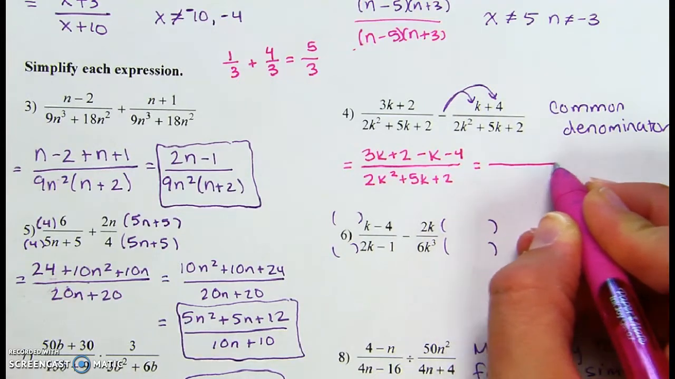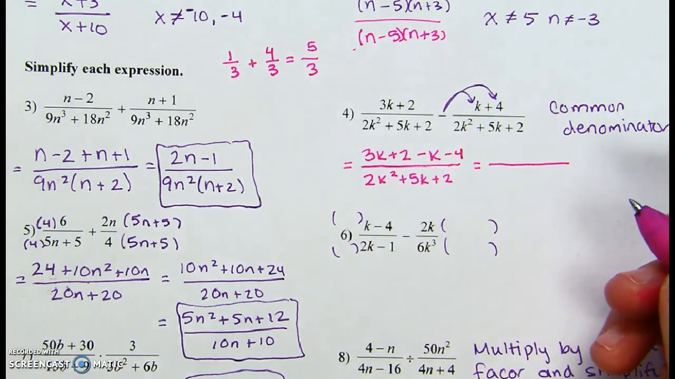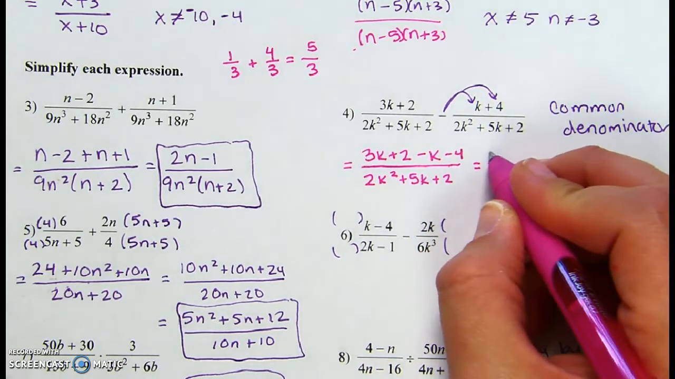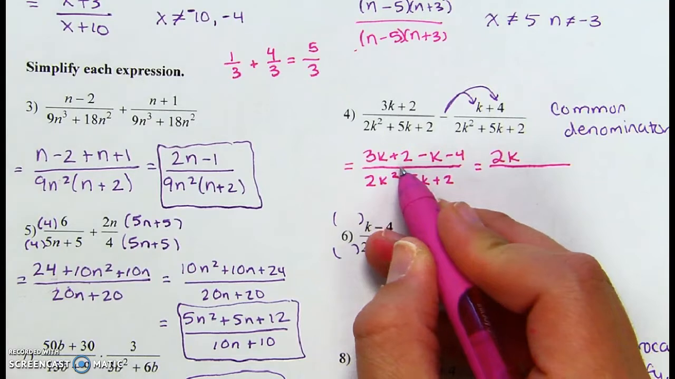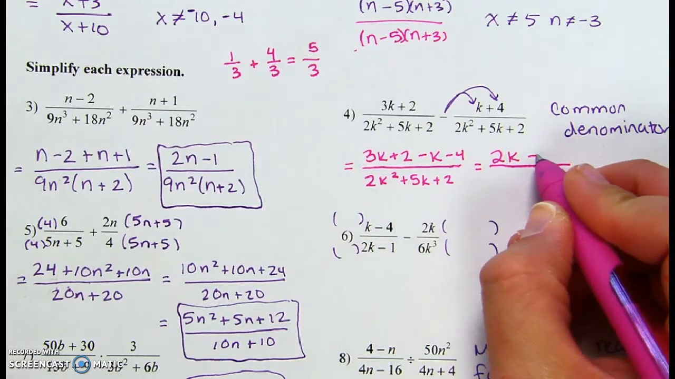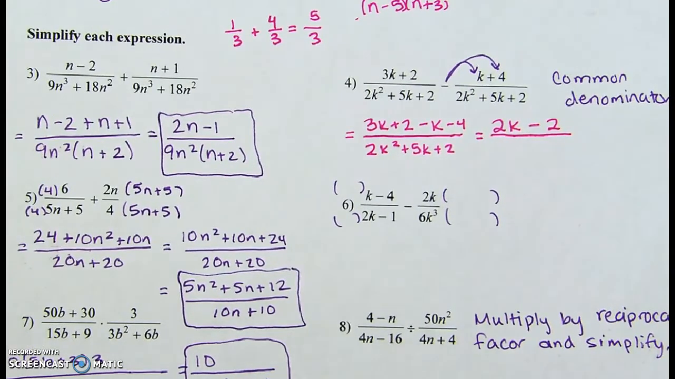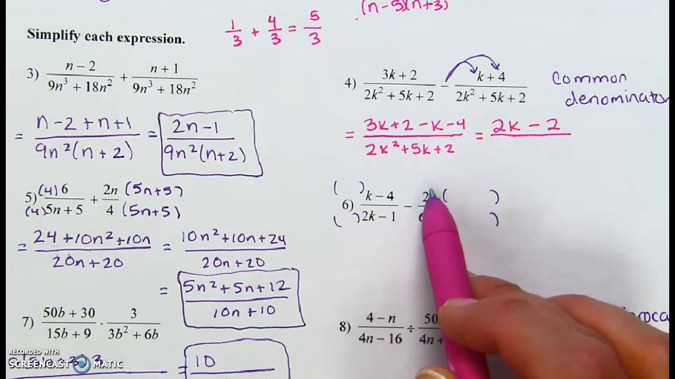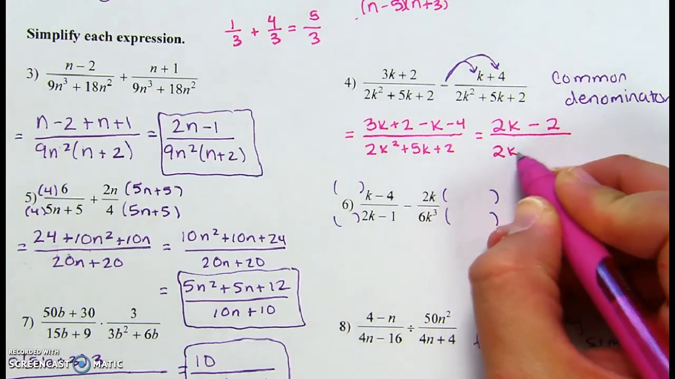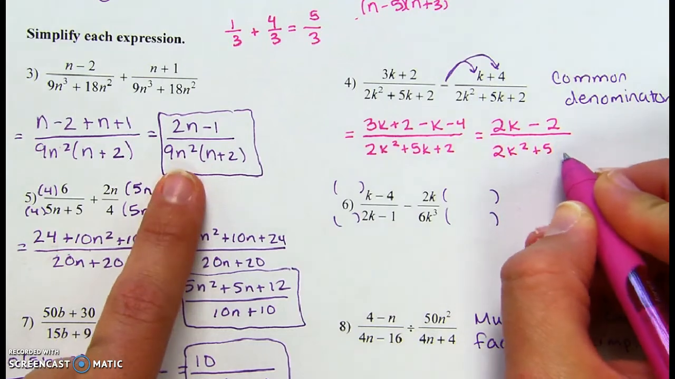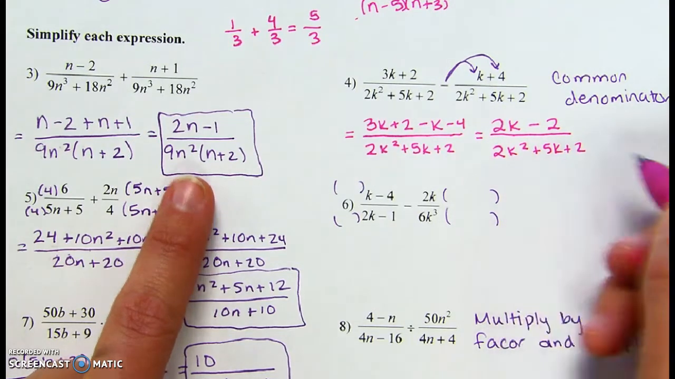What do you do in the numerator? We combine like terms. So we have 3k minus k, 2k, and a positive 2 minus 4, minus 2. The denominator, you can think, can I factor the denominator? I don't think it can be factored because nothing multiplies to get 2 but adds to get 5. If you can factor it, do it, like over here. Do you see how that one was factored? Yes? But this one can't be factored, so we just leave it.